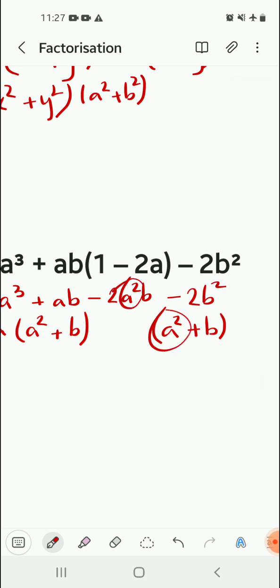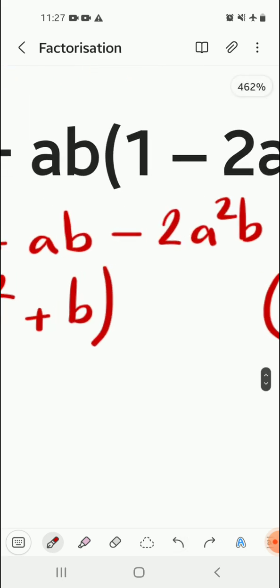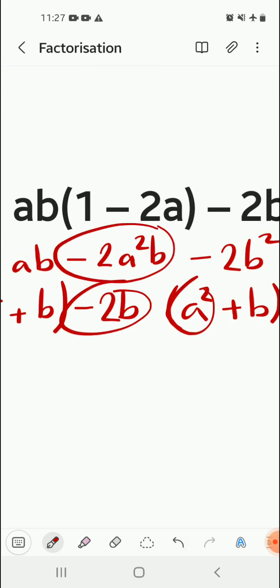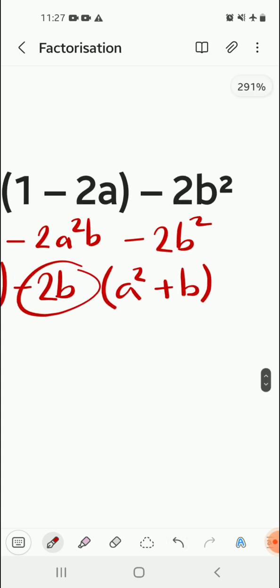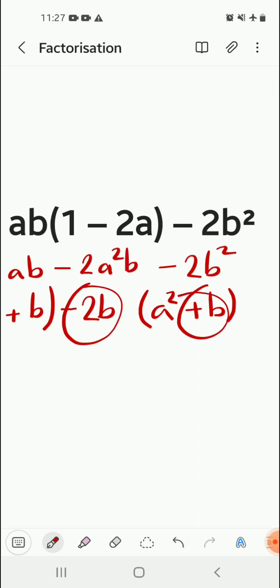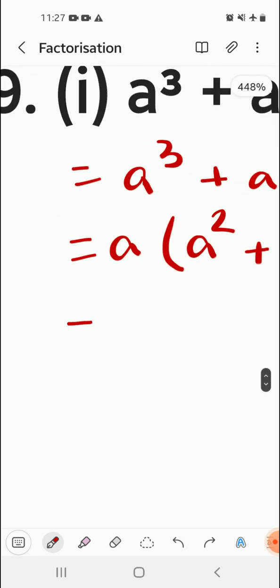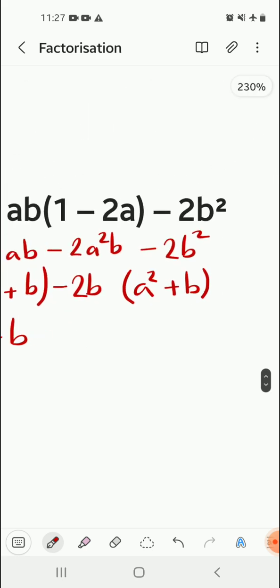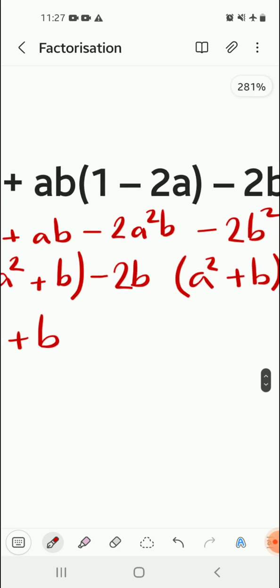So we have got A square here. So we are left with minus 2B. So let's write this minus 2B here. Now see, it's automatically going to match. Minus 2B into A square is minus 2A square B. And minus 2B into plus B becomes minus 2B square. So now we are going to write the factors. The first factor is a common factor, A square plus B, right?